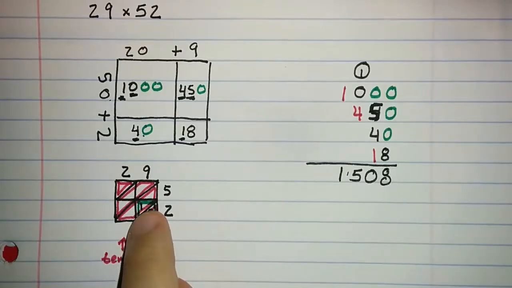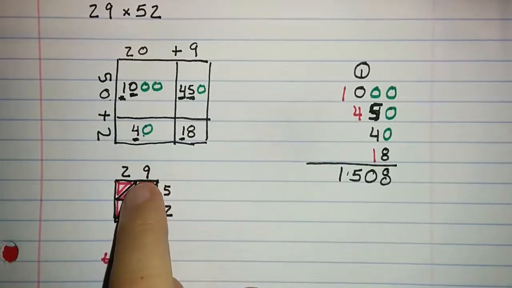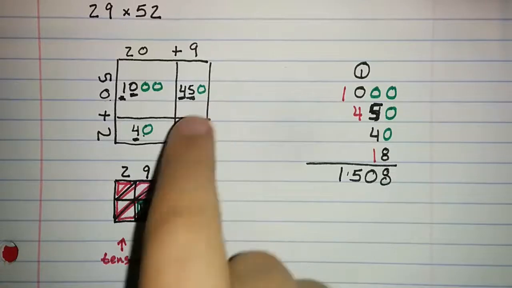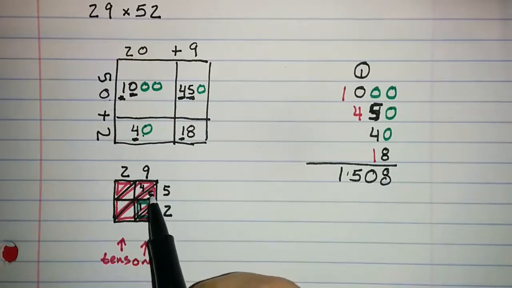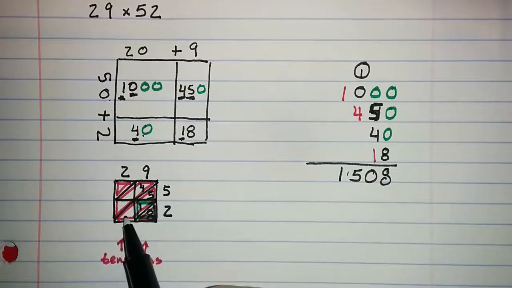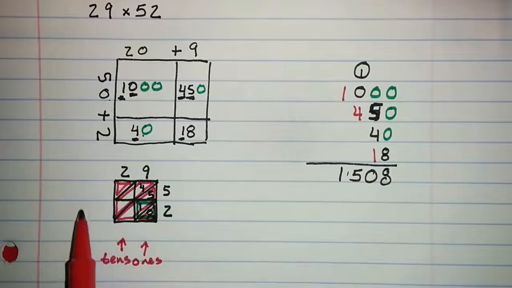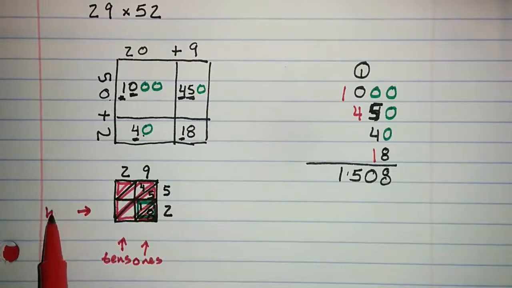The 1 is written there, and now when I multiply 9 times 5 and get 45, I write the 4 up here and the 5 down here. The 5 is in the diagonal that corresponds to the tens place. The 4 is in the diagonal that corresponds to the hundreds place.